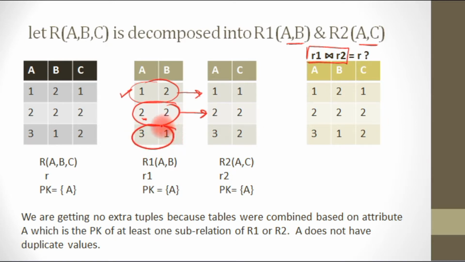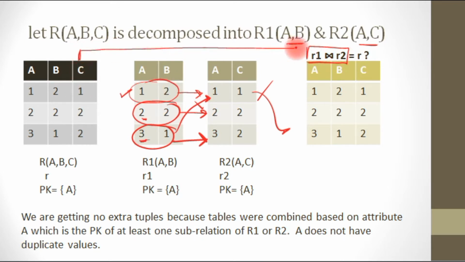Last, this tuple will be combined with those tuples in R2 where the value of A is 3. So this will be combined with this, and that's why we have the entry 3, 1, 2. So this is your R1 join R2. Now we have to check whether this R1 join R2 is equal to R or not. See, this is equal to this. So we can say this decomposition is lossless decomposition. This is lossless join decomposition.